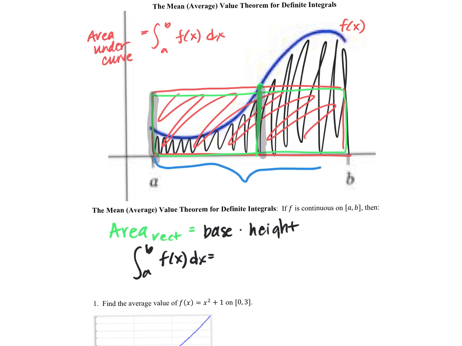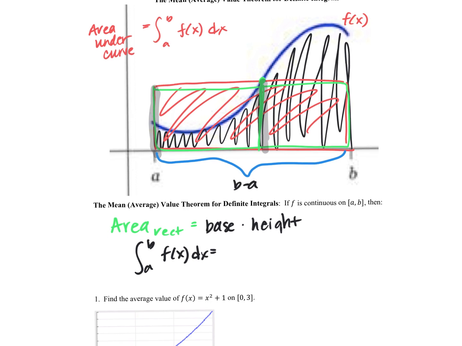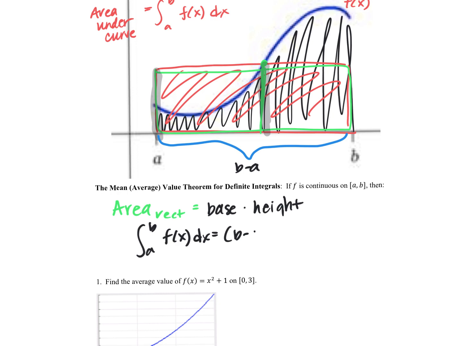You guys, what would be the base of my rectangle if we went from A to B? Isn't B represented by this distance here, minus A's little distance there? That would get me B minus A as the base of my rectangle. So I'm going to replace base with B minus A. I'm just doing some substitutions here. This area of the rectangle got replaced with this. I'm substituting base for B minus A.